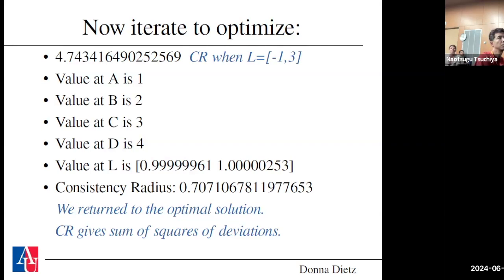And here it is. We just go ahead and run the program, and we get back to our optimal solution. Yay, happy. And back to a lower consistency radius. And we verified our very first example. Okay, any questions on that one?